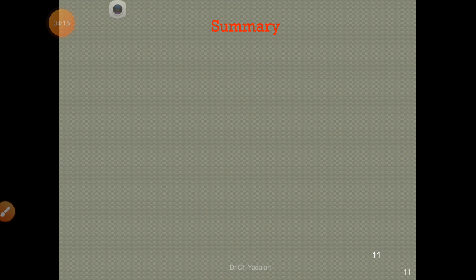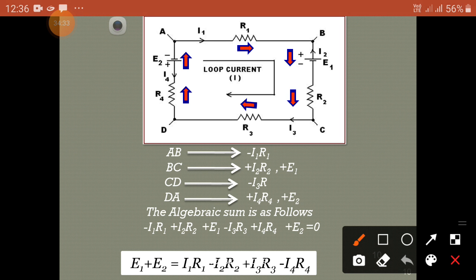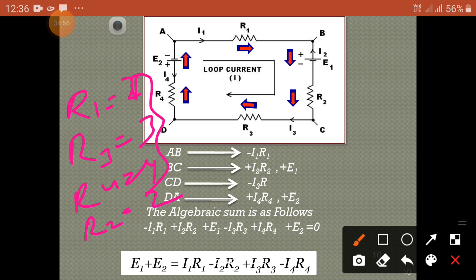Now, what we have seen in this class, you just practice it. In problems you are going to get the values. What is the formula we are going to get? So this is the formula. Instead of that, take R1 equal to 1, R2 equal to 2, R3 equal to 3, R4 equal to 4. Simply substitute these values in the equation.